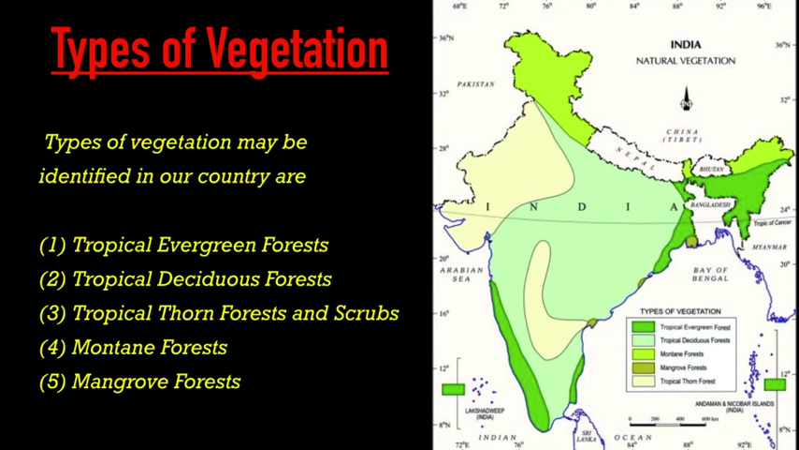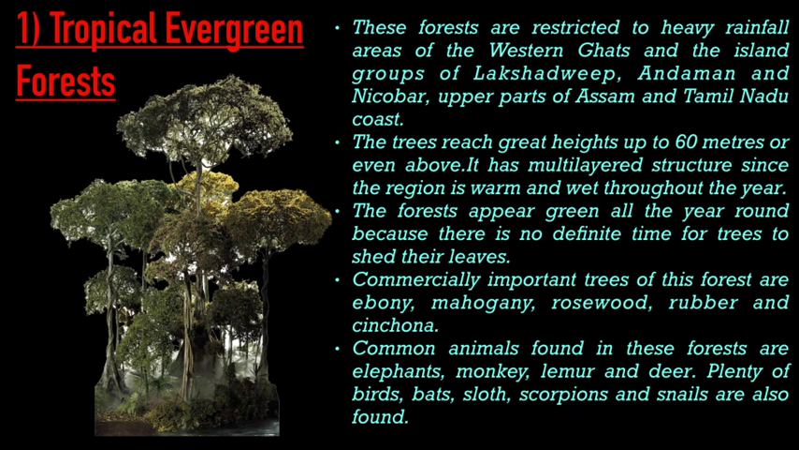So let us see them one by one. First, the tropical evergreen forest. These forests are restricted to heavy rainfall areas of Western Ghats and the island groups of Lakshadweep, Andaman and Nicobar, upper parts of Assam and Tamil Nadu coast. The trees reach great heights up to 60 meters or even above.